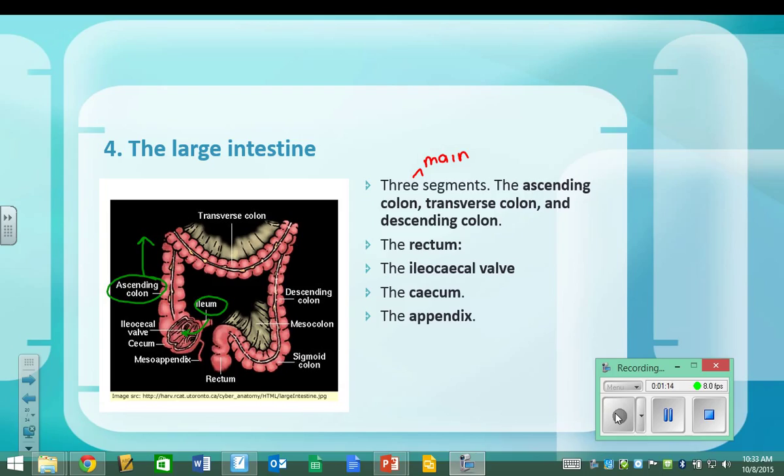So you have the ascending colon, then you have the transverse colon, which is that part in the top and the middle. So food is going across. And then you have the descending colon, where food and undigested products are moving downwards. Those are the 3 main segments.